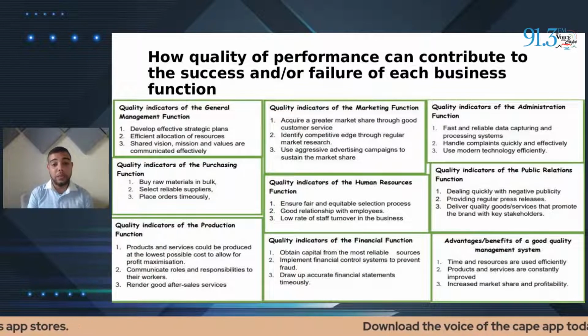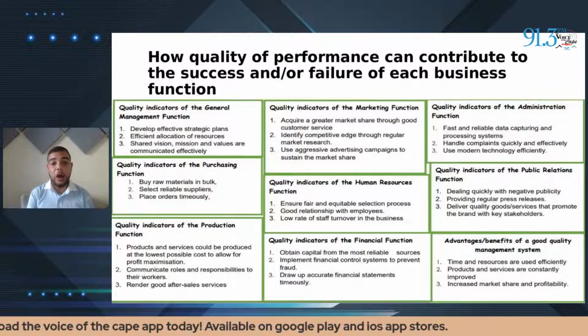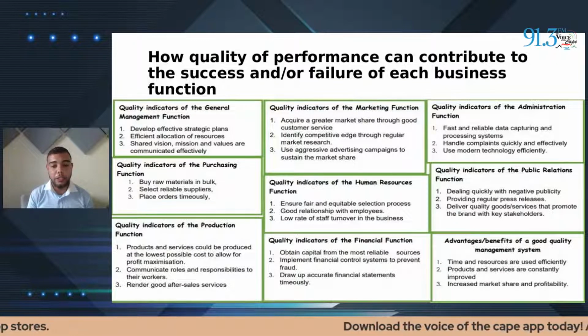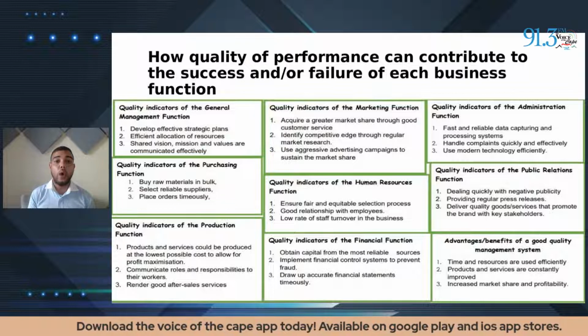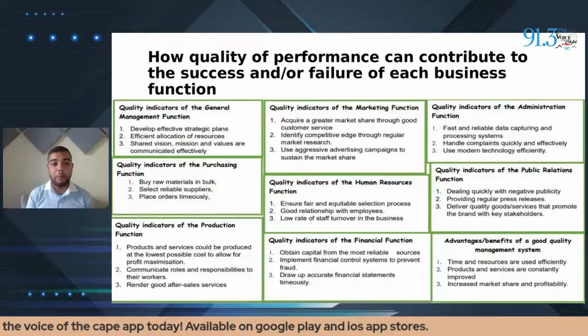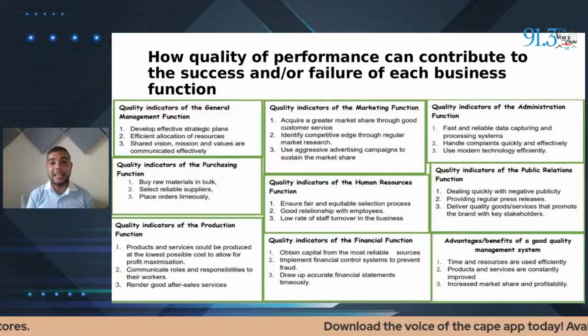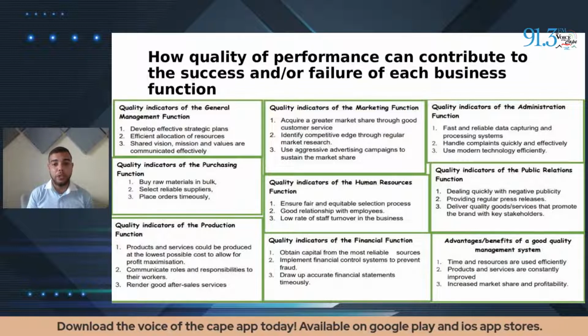Quality indicators of human resources function: ensure fair and equitable selection process, good relationship with employees, low rate of staff turnover in the business. Remember, if you have a problem within the company, you then go to the human resource manager. Also, the human resources manager tends to hire and fire people. If you have a problem and they don't sort it out, I told you guys last week, you then go to the CCMA, where the CCMA will send out a person to the company and they will oversee that everything is run smoothly.